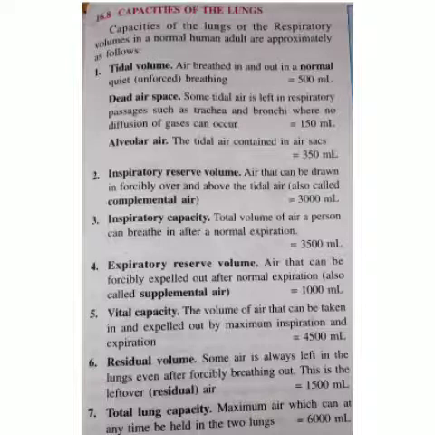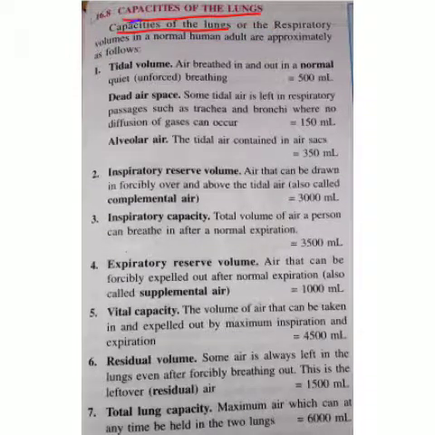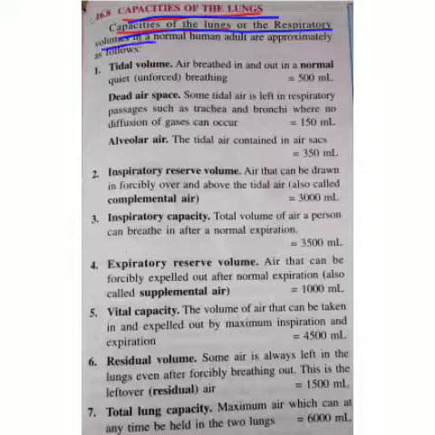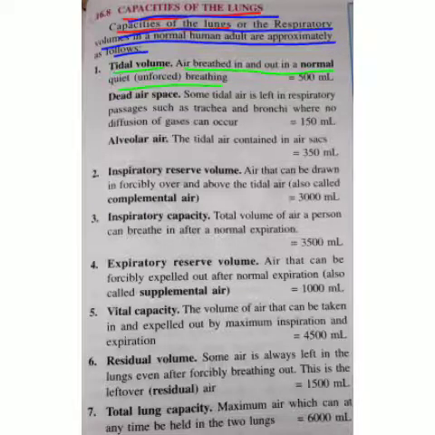The next important topic is capacities of the lungs. So, capacities of the lungs or the respiratory volume in normal human adults are approximately as follows. So first one is tidal volume. This is the air that we breathe in or out in normal unforced breathing. So it is 500 milliliters.